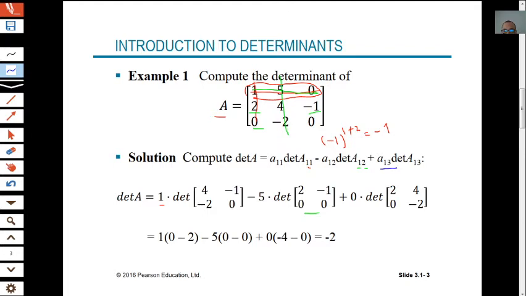the third entry a13, so it is 0 determinant by cancelling the first row and third column, since we have 3 here, which corresponds to the number of the column of the matrix. The remaining numbers are 2, 4, 0, minus 2, as you can see. For the first one we have 1, 0, minus 2, minus 5, 0, 0, 0 times this one, so we have minus 2 for the result. This is the determinant of the given matrix in this example.